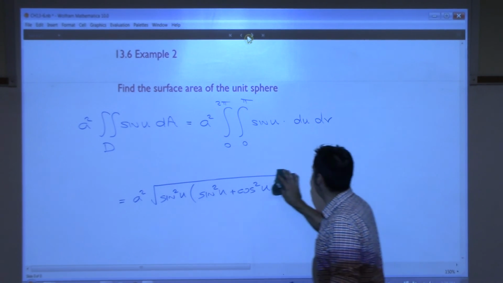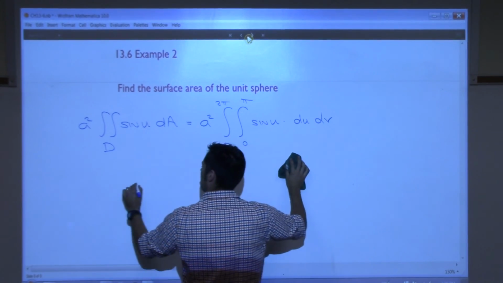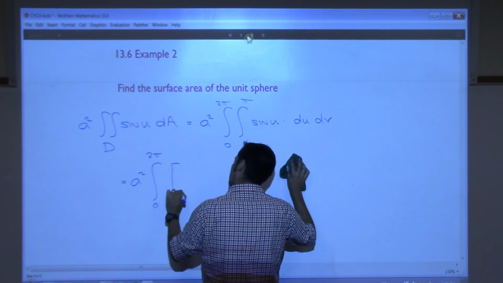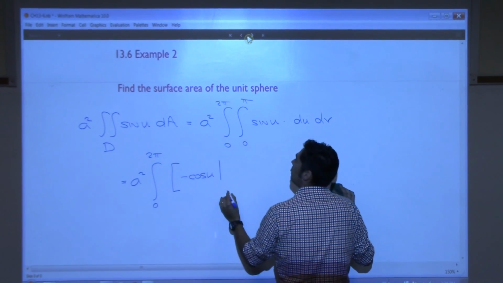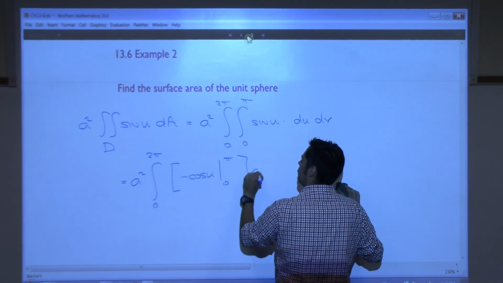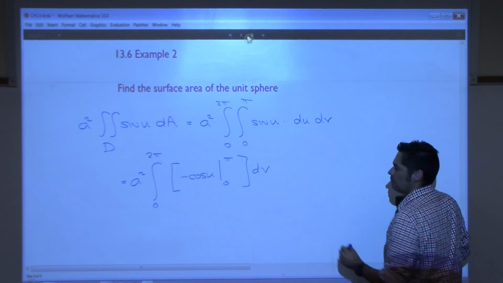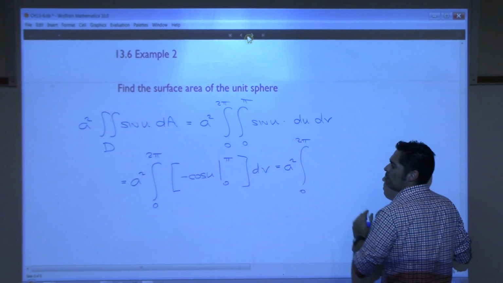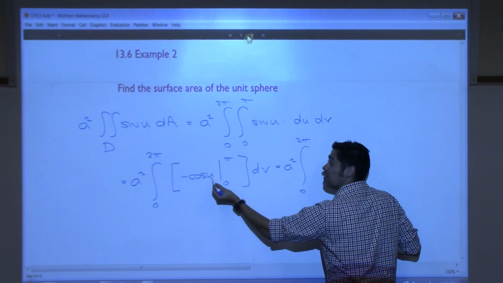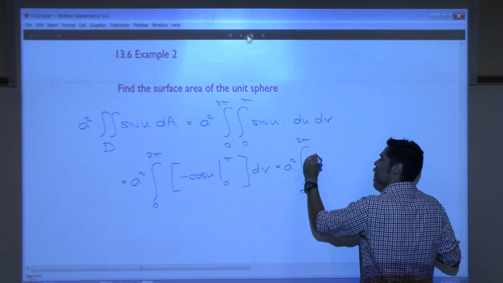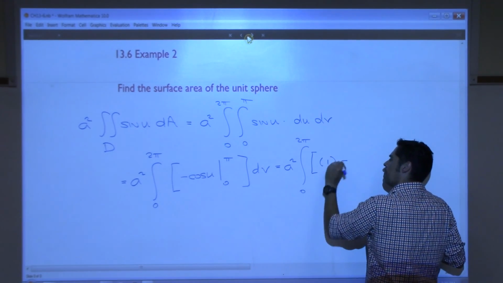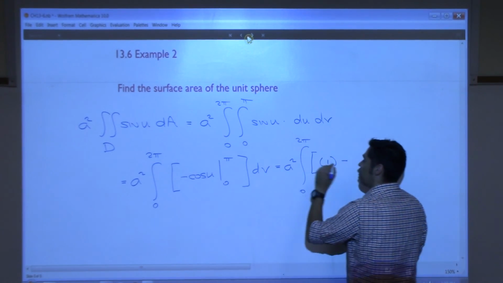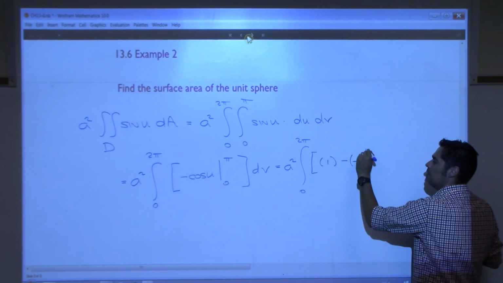What's the antiderivative of sine of u with respect to u? Negative cosine of u, evaluated from 0 to pi, dv. I know I'm going quick, but this should be trivial stuff at this point. Plug in pi, you get cosine of pi is -1, but then minus, so it's a 1. Minus, now plug in 0, cosine of 0 is 1, but minus, which is -1, but you're subtracting it, right?